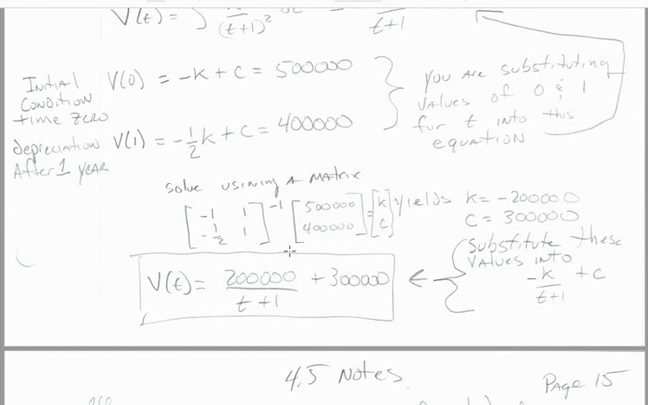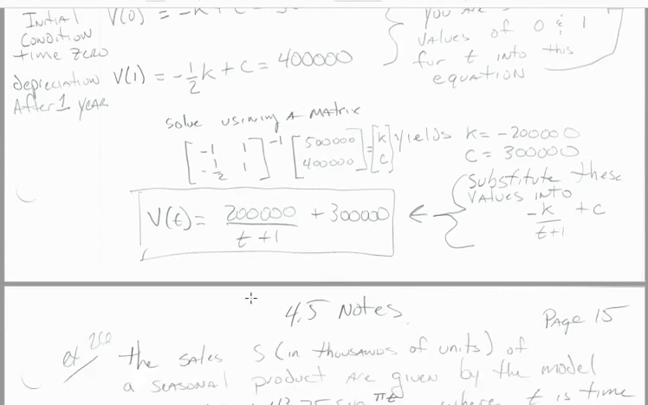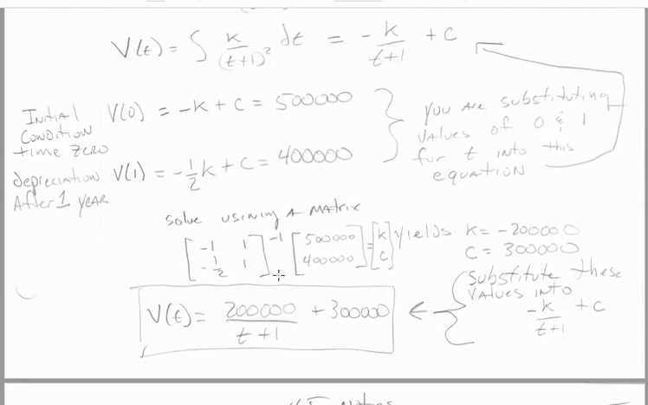Those are the values here, 500,000 and 400,000. For the first matrix, you have to make a 2x2 matrix. You go over, edit it, put it in. And then the second matrix, rows then columns, is a 2x1 matrix. You take matrix A inverse times B. When you hit enter, you're going to get -200,000 for K and 300,000 for C. Now we take those two values for K and C and substitute them into the original V of T equation. So V of T becomes 200,000 divided by T plus 1 plus 300,000.